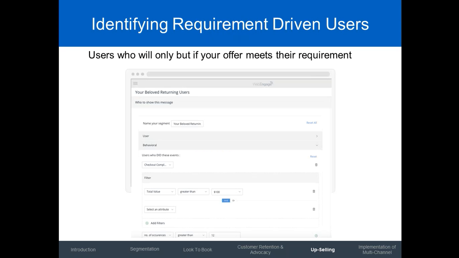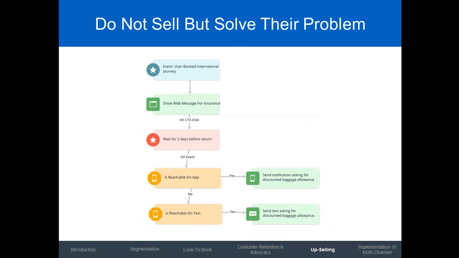So the next way is requirement-driven users who will only buy if your offer meets their requirement. An example has been given: if someone books an international journey, show the web message for insurance. Wait for 2 days. They may not buy it, but wait for 2 days, and on the return event, reach them on the app and send a notification on discounted baggage allowance.